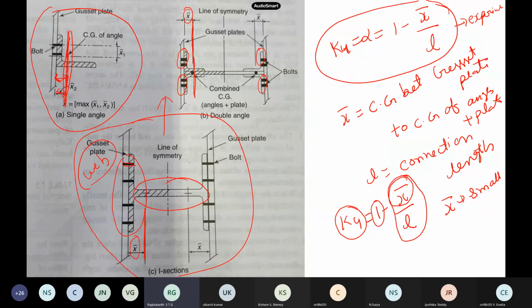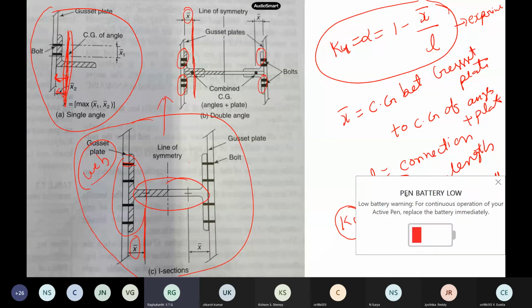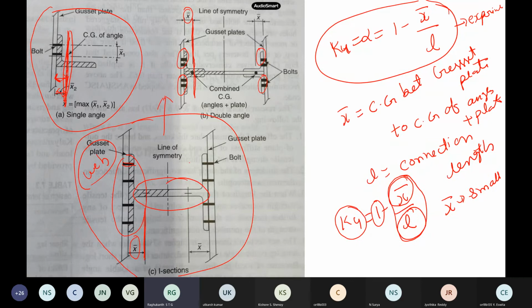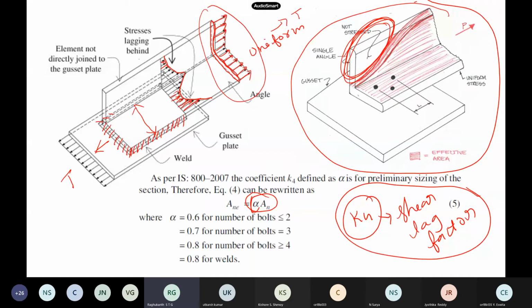One way to make it 1 is by decreasing this x bar. The other is increasing the connection length. If the connection length is more, it is inversely proportional, and the shear lag decreases. So the code gives it like this, alpha times n. If the number of bolts is less than 2, it is 0.6. If it is more than 4, it is 0.8. Why is it increasing as you increase the number of bolts?